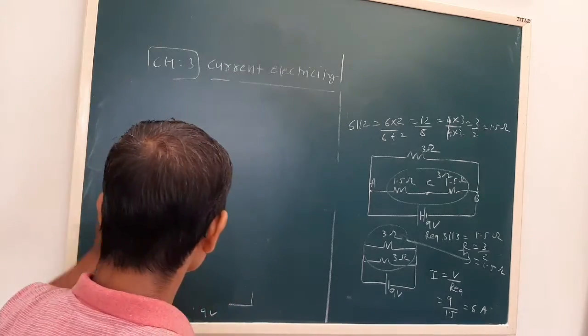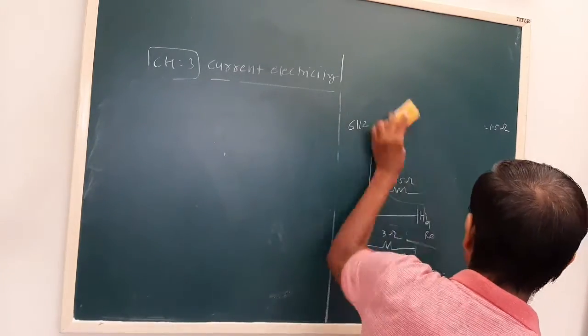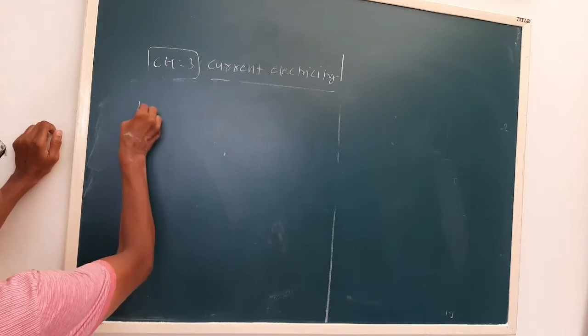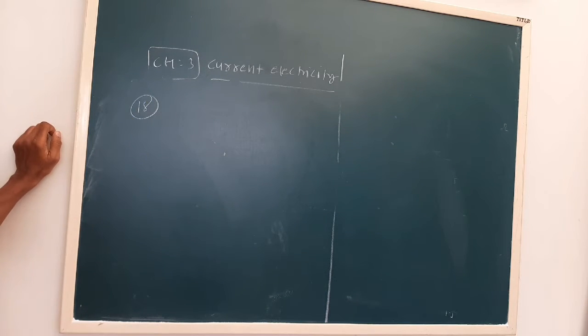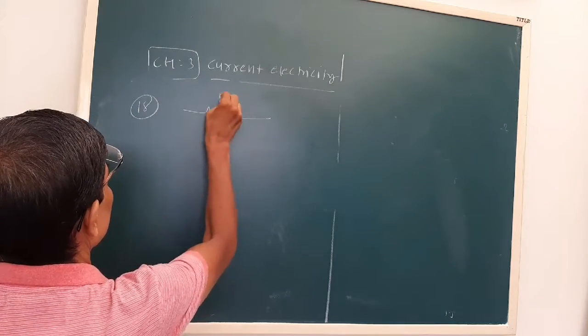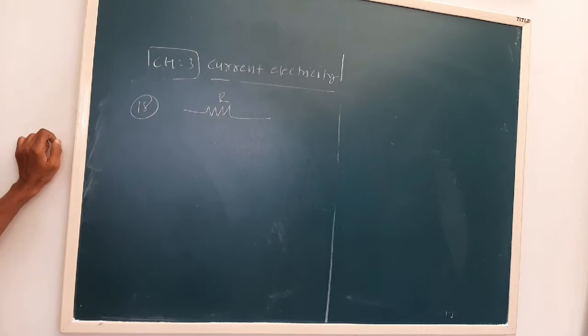Now our next MCQ, number 18. See, the question says a uniform conductor of resistance R is divided into 20 parts.